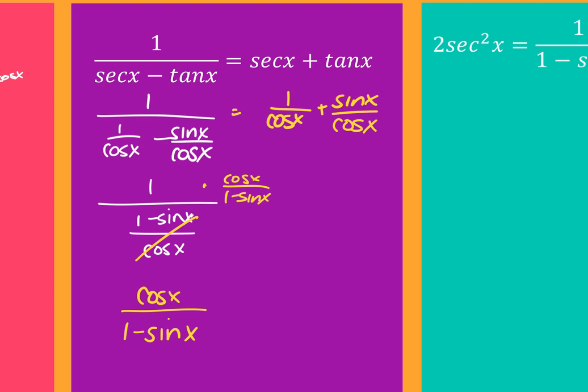1 over cosine. Okay. Then they have the same denominator: 1 plus sine of x over cosine of x. I'm so close, but it's not the same thing, right?